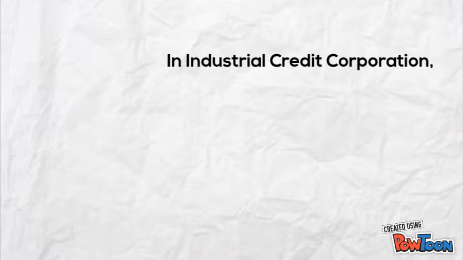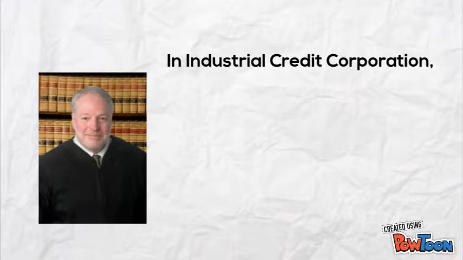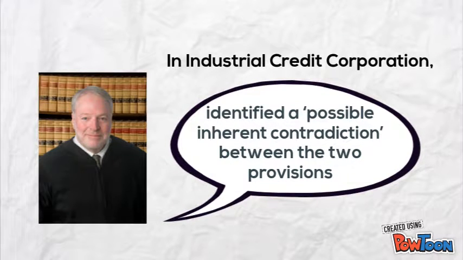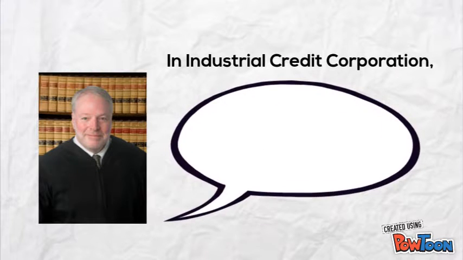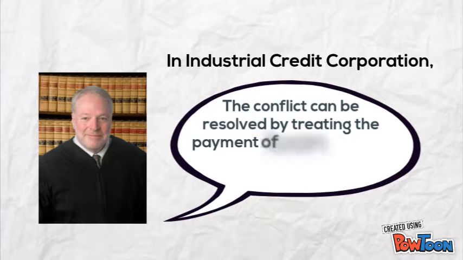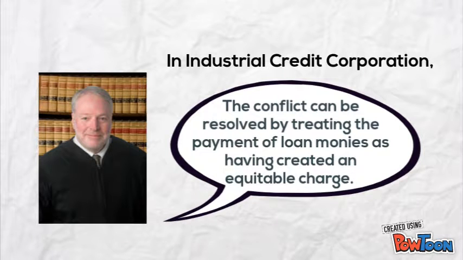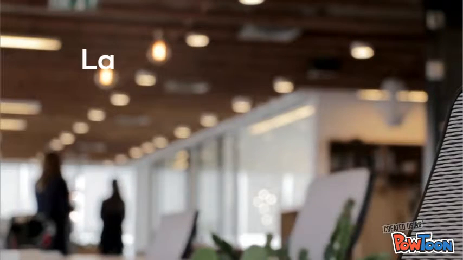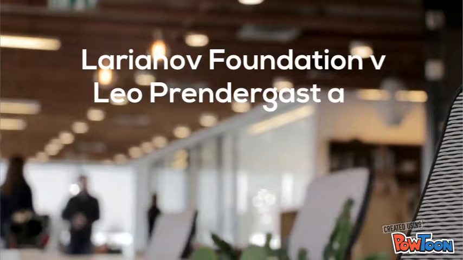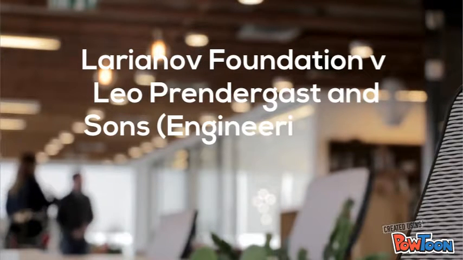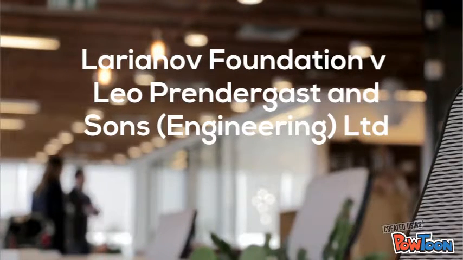In the case Industrial Credit Corporation, in addressing that controversy, Carroll J. identified a possible inherent contradiction. He further suggested that the conflict can be resolved by treating the payment of loan monies as having created an equitable charge. In 2017, the case Lariano Foundation and Leo Prendergast and Sons Limited provided an even clearer answer to the question.